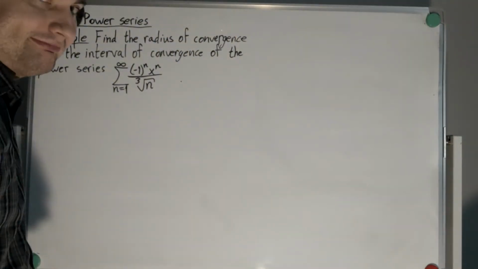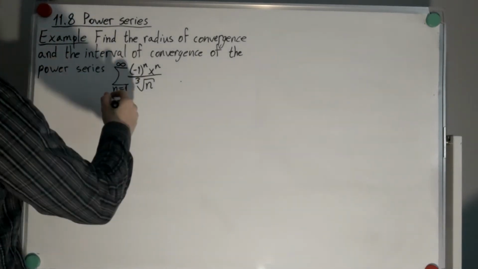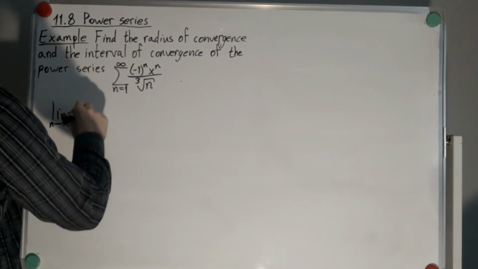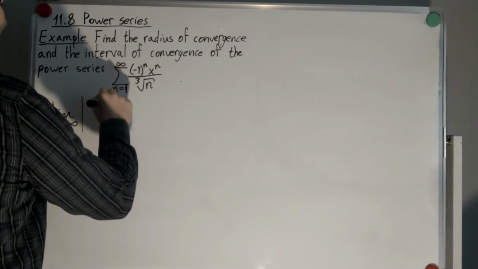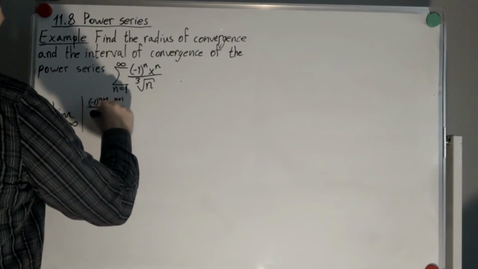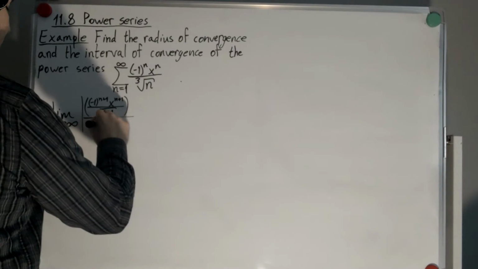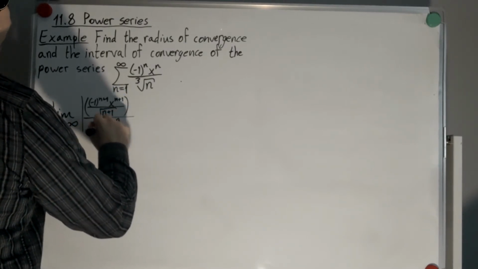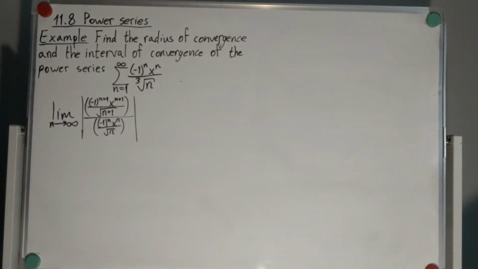So, it's the ratio test. Again, we're just taking the limit as n approaches infinity of, let's see here, top is going to be (-1)^(n+1) x^(n+1) divided by the square root of n+1. Take all of this and divide it by (-1)^n x^n divided by the square root of n. Okay?